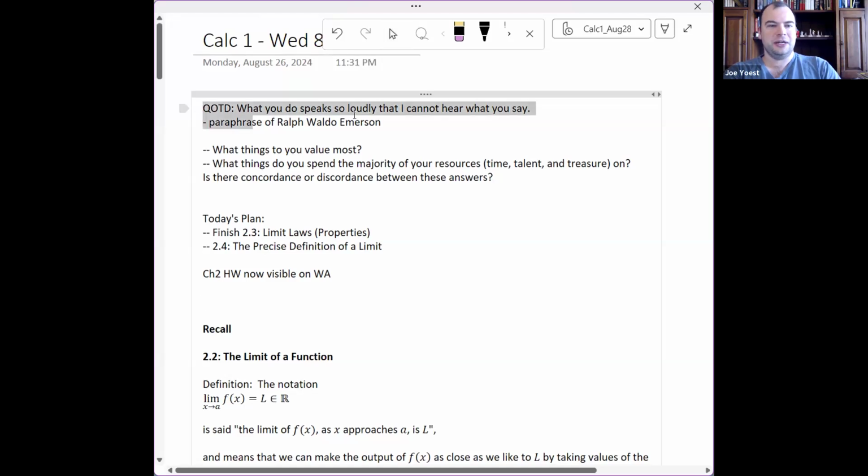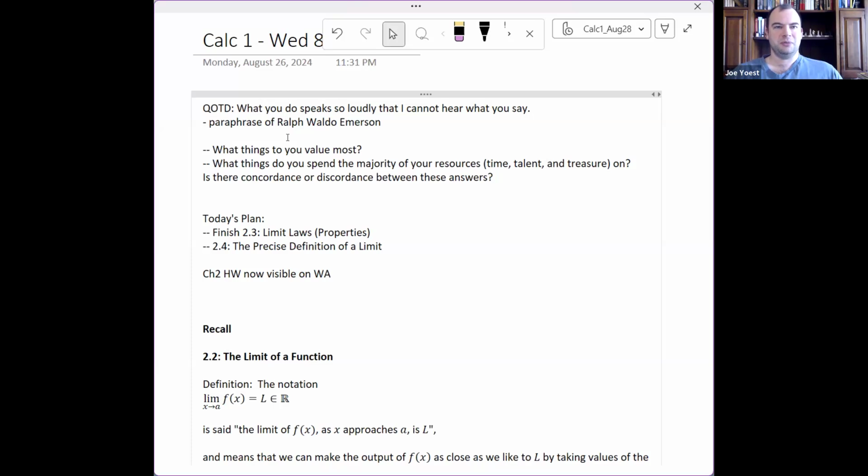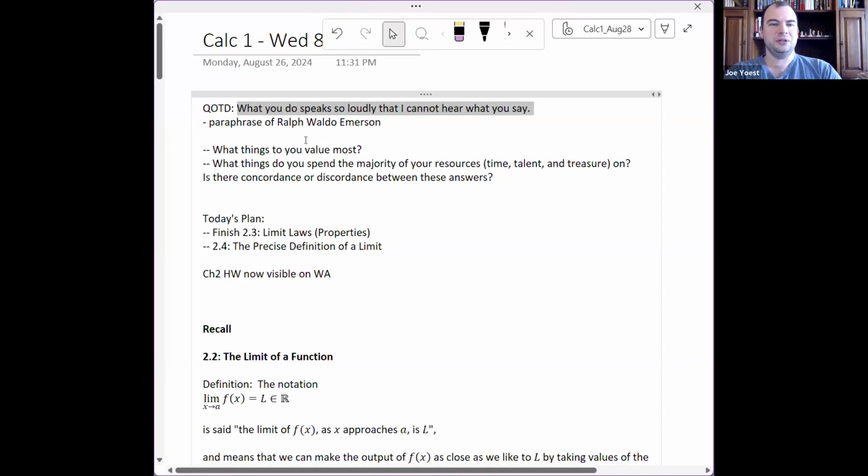And our quote of the day for today is a paraphrase of something that Ralph Waldo Emerson wrote. This tends to happen with quotes when somebody makes a quote that has an interesting idea to it. Over the years, it becomes streamlined a little bit. And I like this version of it. What you do speaks so loudly that I cannot hear what you say.